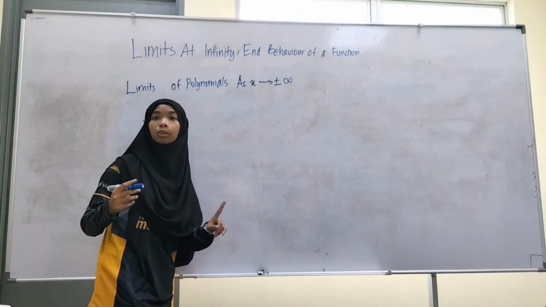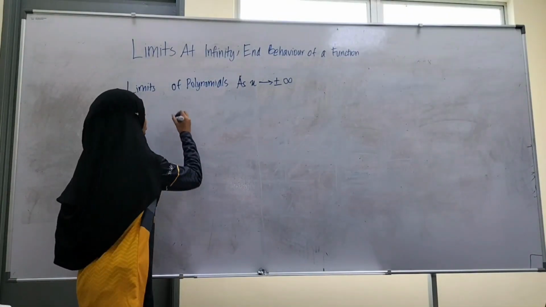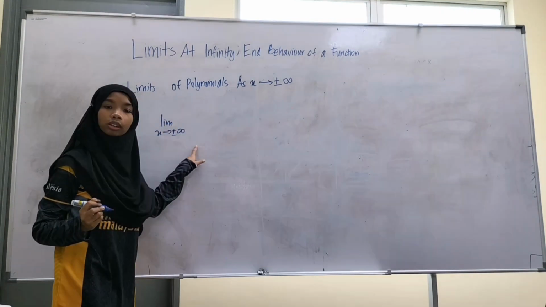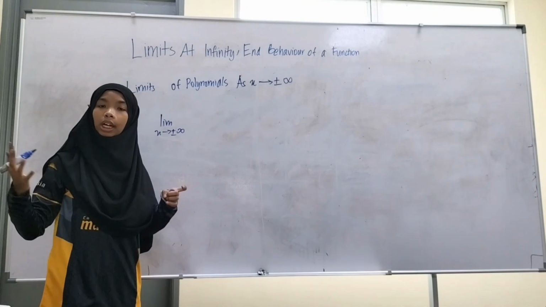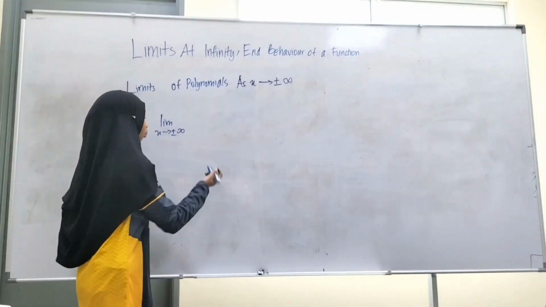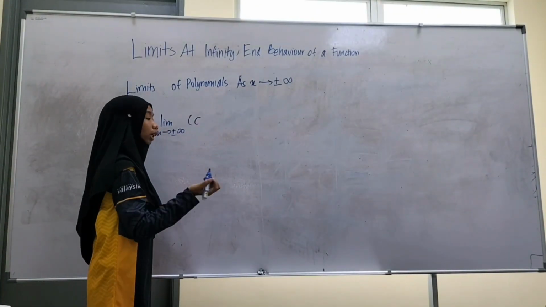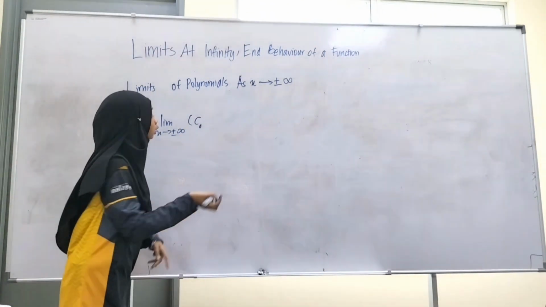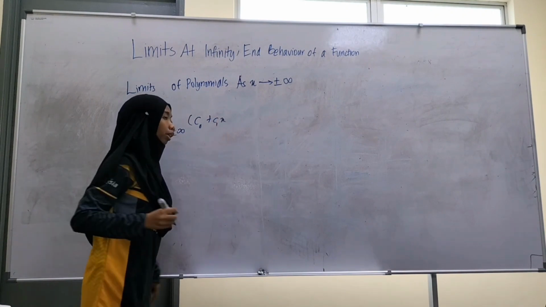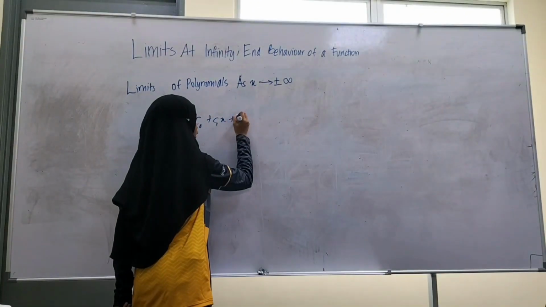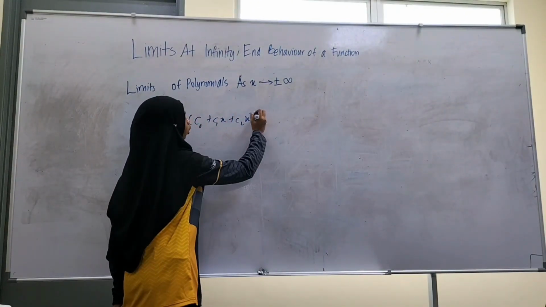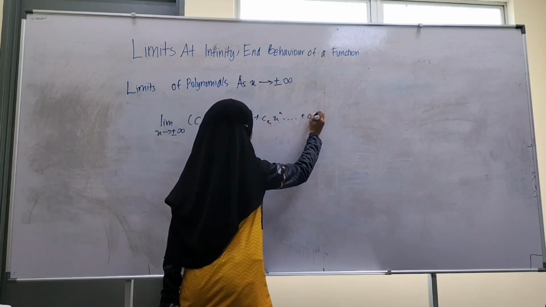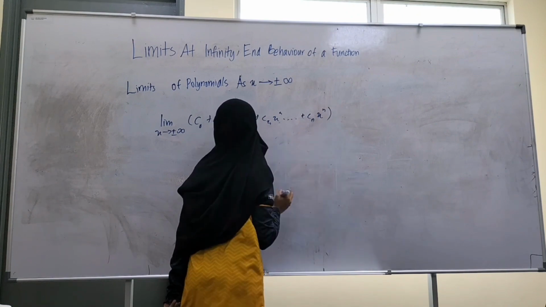This is just one concept you have to remember when the question is the limit as x approaches positive or negative infinity, and the function is a polynomial with much higher powers than usual. For example, let's do a more abbreviated version. This is C0 with no x, and then you have C1 with x to the power of 1, and then C2 with x squared, and then C3 with x cubed, and so on until you have plus Cn with x to the power of n.